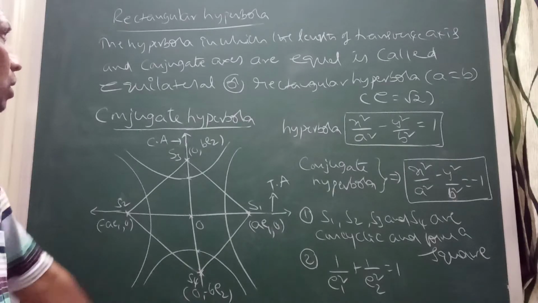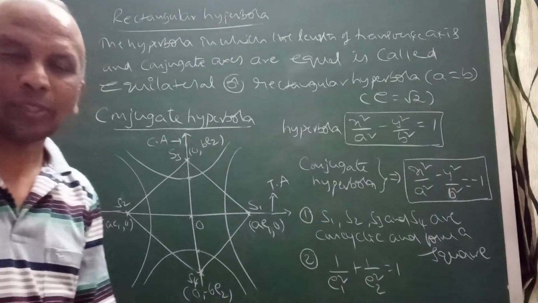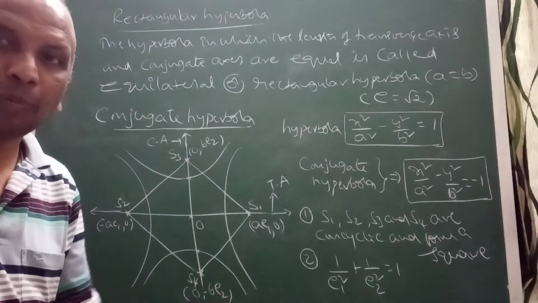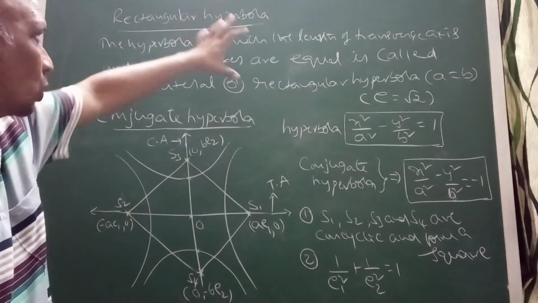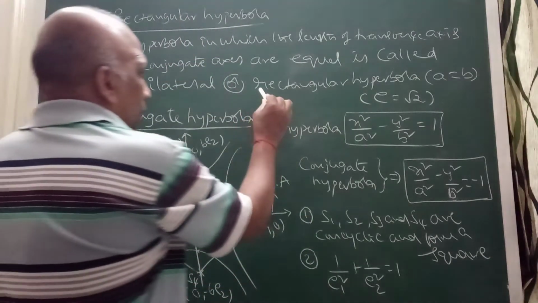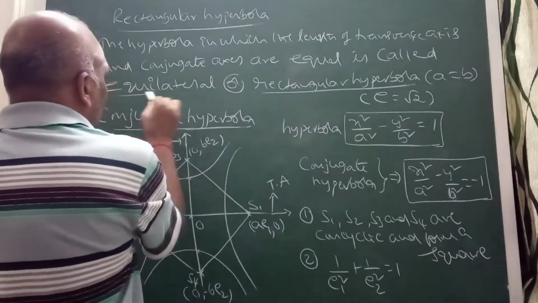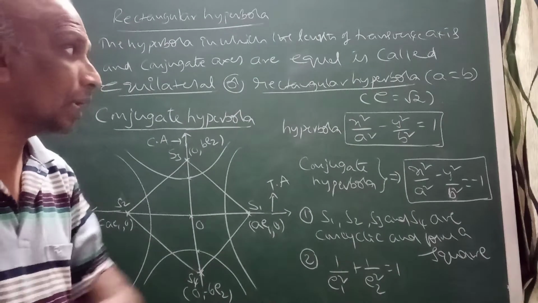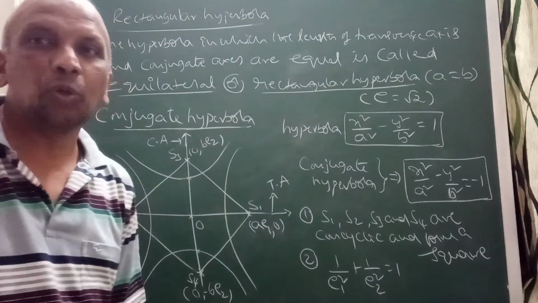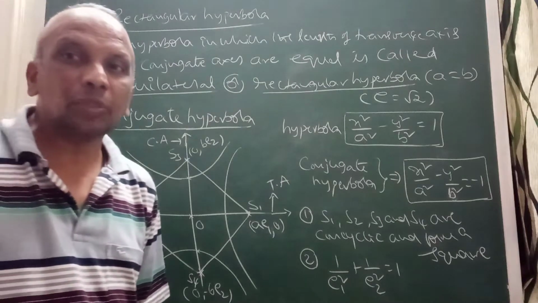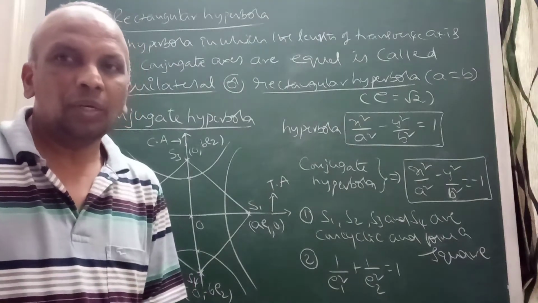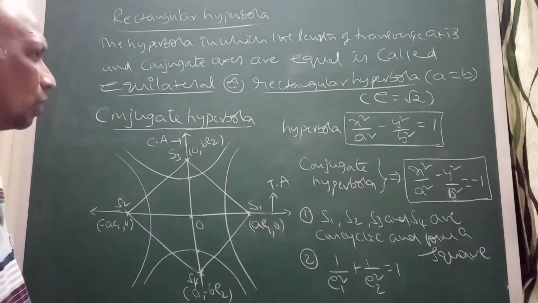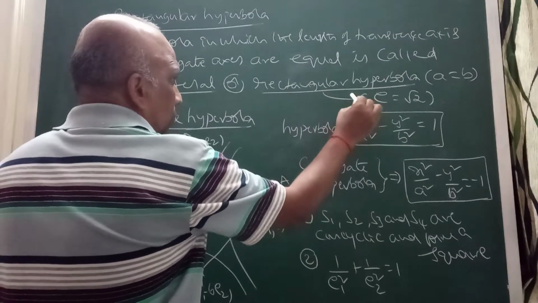You can see here the hyperbola in which the length of the transverse axis is equal to the length of the conjugate axis, then 2a equal to 2b, which implies a equal to b. Then the hyperbola is called a rectangular hyperbola, or equilateral hyperbola, when a is equal to b. The eccentricity of the rectangular hyperbola is always root 2, e equal to root 2, because of the relation b square equal to a square into e square minus 1. Now consider a equal to b, you get e equal to root 2. This is for the rectangular hyperbola.